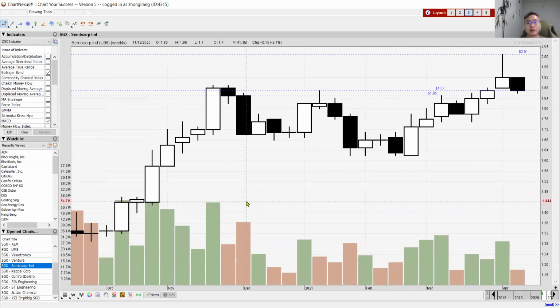Okay, so it's very important for the wick to close up high or even test $2 so that this counter can resume its uptrend.